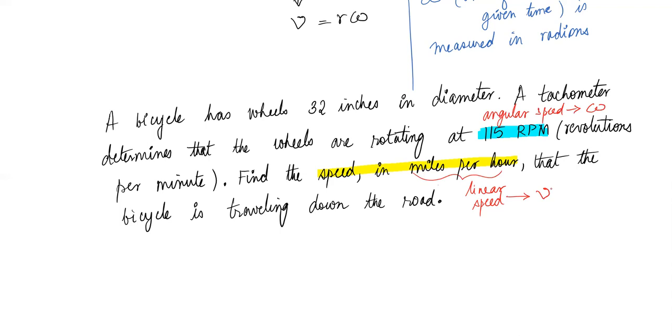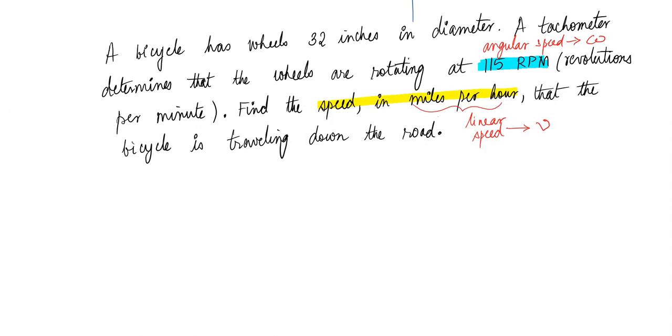So we want them all to be converted in such a way that your final answer, right, is given in linear speed, which is in miles per hour. So we have a lot of conversions here. The problem may be simple. Remember, the conversions are going to take up some time. Let's start with radius. Radius is given to be 32 inches over 2, right? Diameter is 32 inches, so radius is over 2. So that's 16 inches.